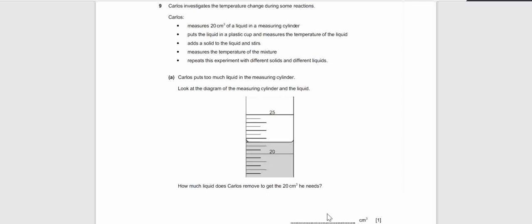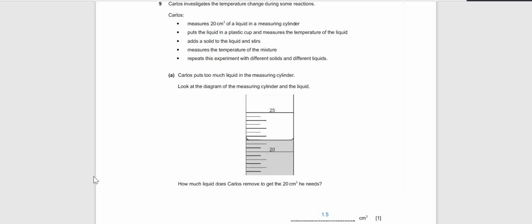Alright guys, so let's check out the answers. Okay, so it's 1.5 cubic centimeters. So you see the diagram here, there's an interval from here.